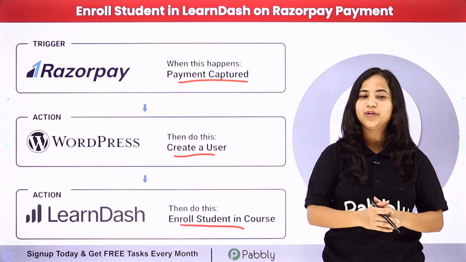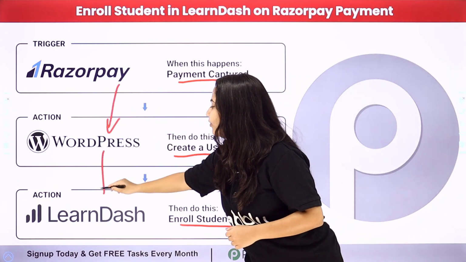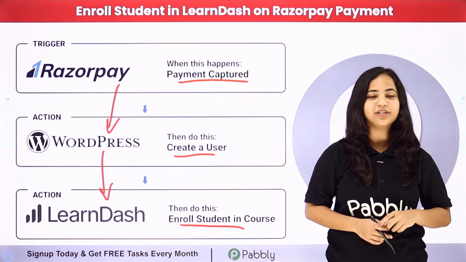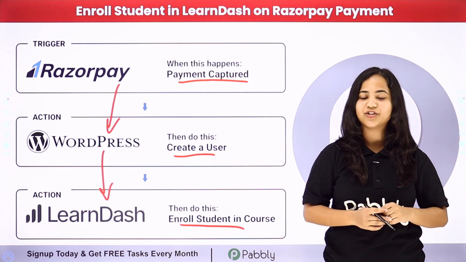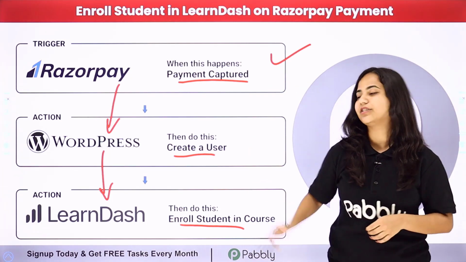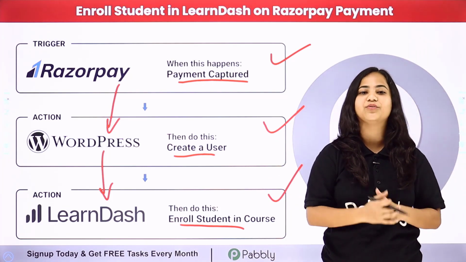And for that I'm simply going to create a connection between Razorpay, WordPress and LearnDash with the help of Pabbly Connect. Pabbly Connect works on two principles. First is trigger and second is action. Here my trigger application is Razorpay and my action applications are WordPress and LearnDash. To learn how to do this, let me take you to my screen.